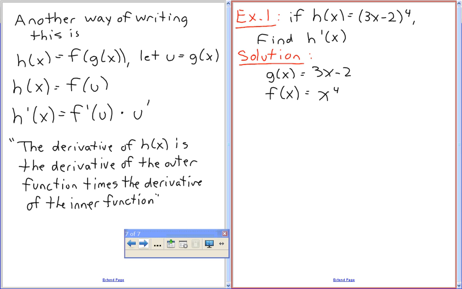So we're going to say here, h prime of x is equal to what? We'll start with this. What's the derivative of x to the 4th? It's 4x to the 3, but instead of an x, we're going to put our inside function. So everyone see that? Instead of 4x cubed, it's going to be 4 times 3x minus 2 cubed. The only thing we have left to do is g prime of x. What's g prime of x?